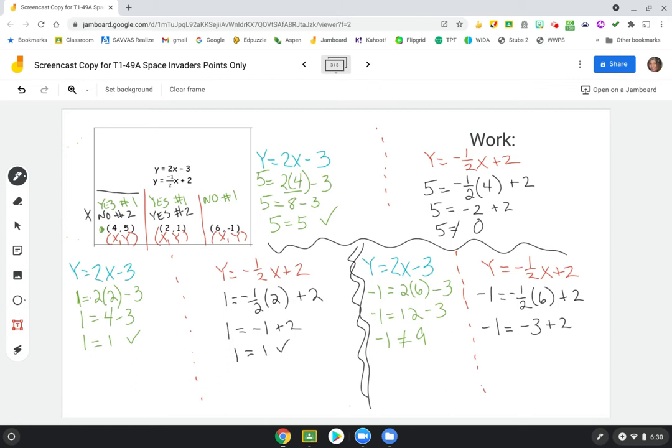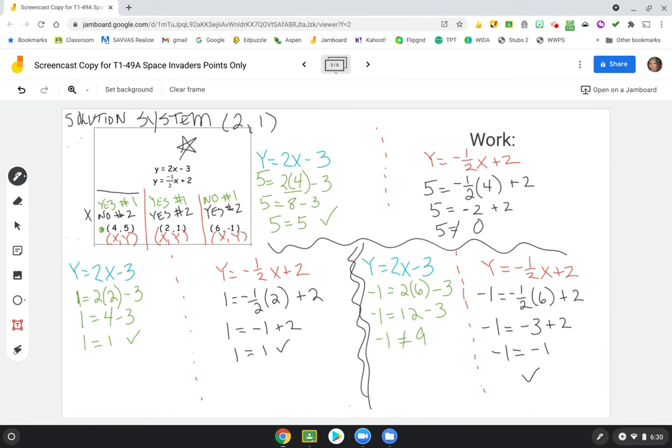Negative 3 plus 2 is negative 1. And since negative 1 equals negative 1, that means that yes, the point (6, -1) is on line 2. But it doesn't really matter because it was not on both lines, so it's not the solution to our system. So the solution to our system is the point (2, 1). So that's what we're looking for, the solution to the system.